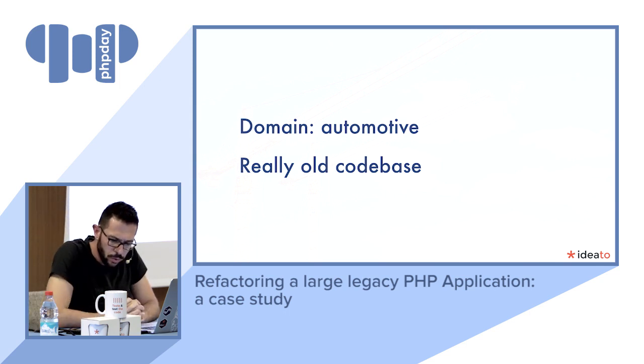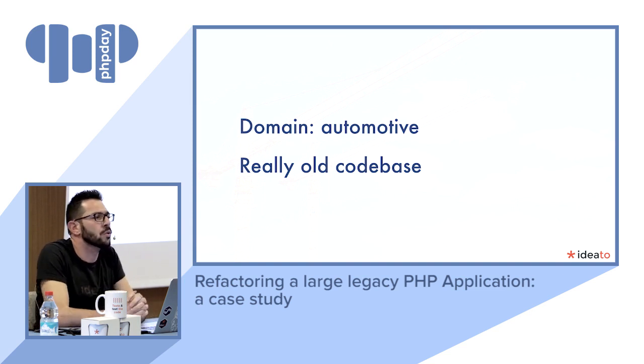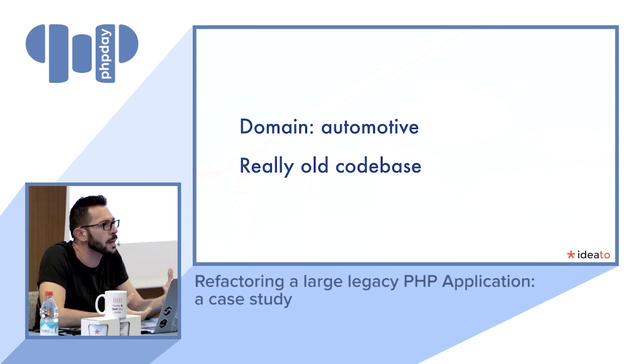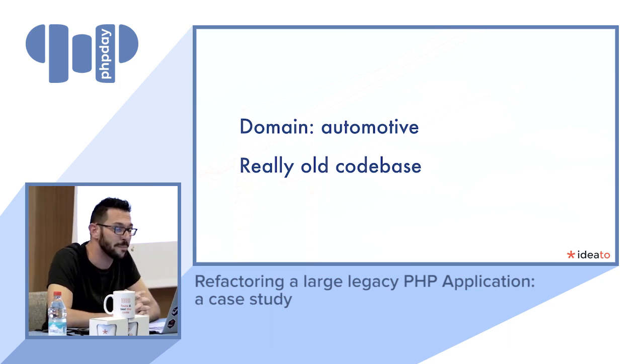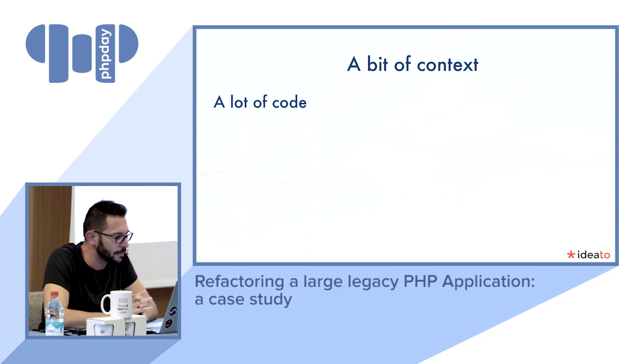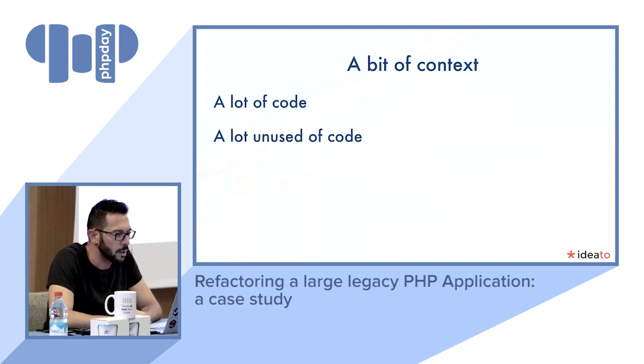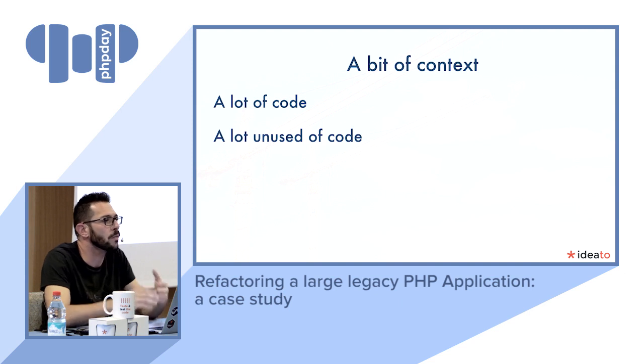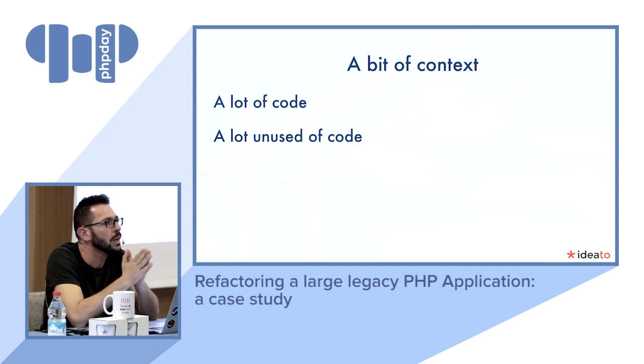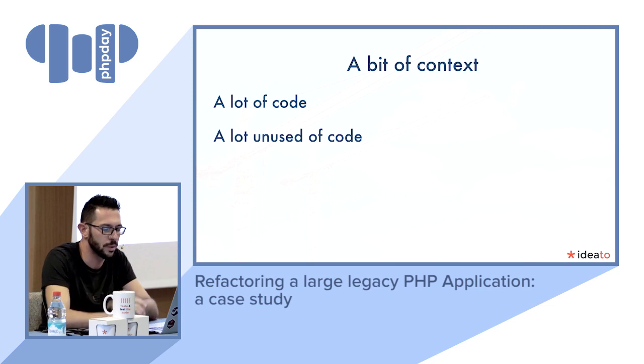The project had a really, really old code base. When I say old, I mean more than 10 years. The main part of the application was developed when PHP 4 was still around, just to give you an idea. The application is pretty big. It has a lot of code, and a lot of unused code. There are a lot of functions and classes and whatever. We don't know if they are actually used by some client, or if they're just dead code.